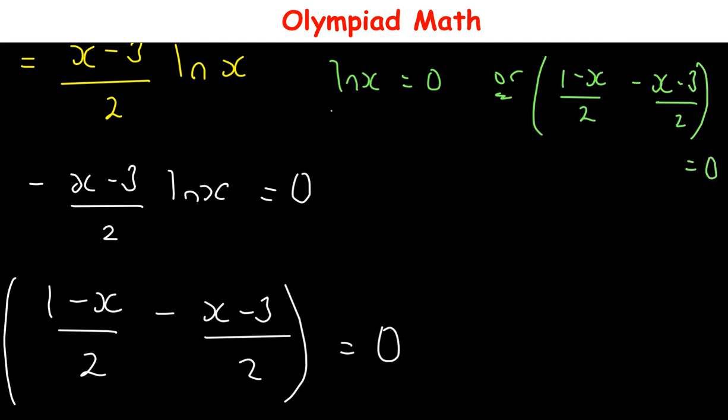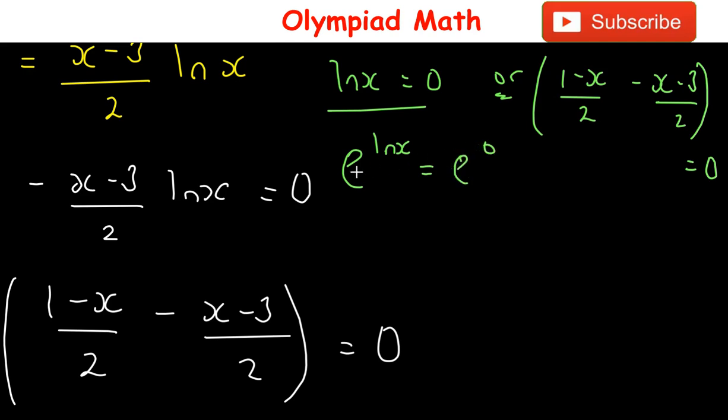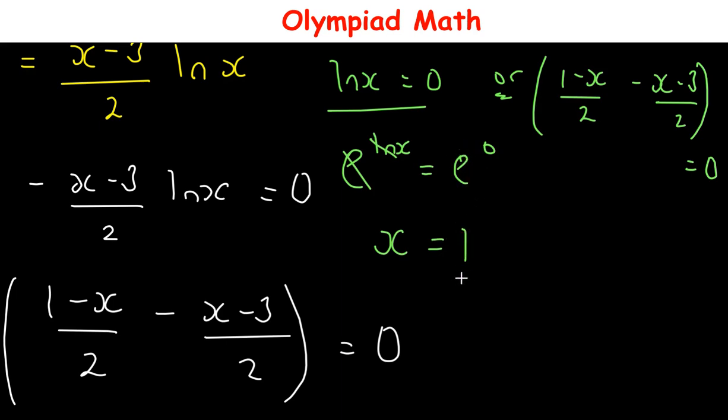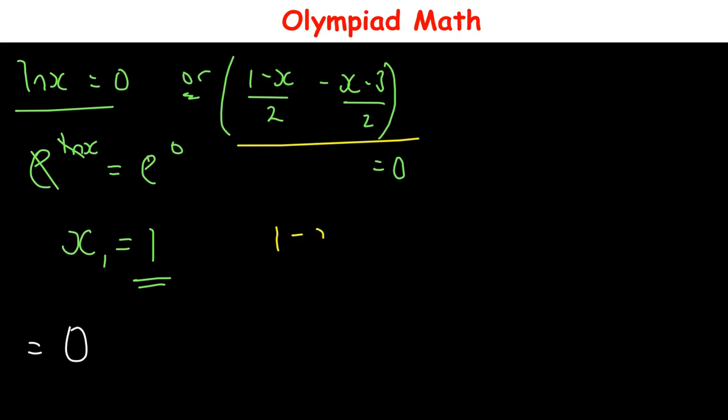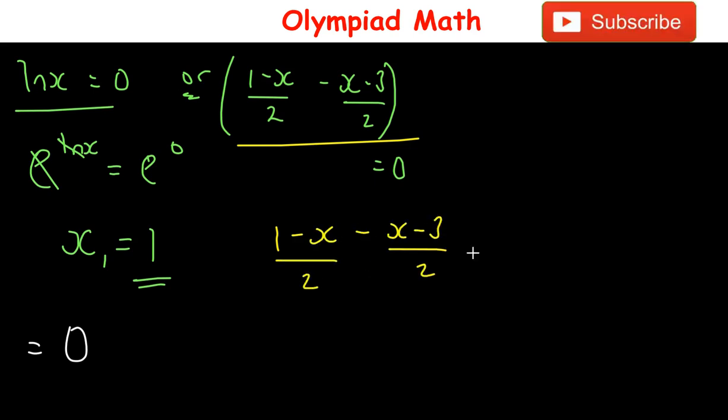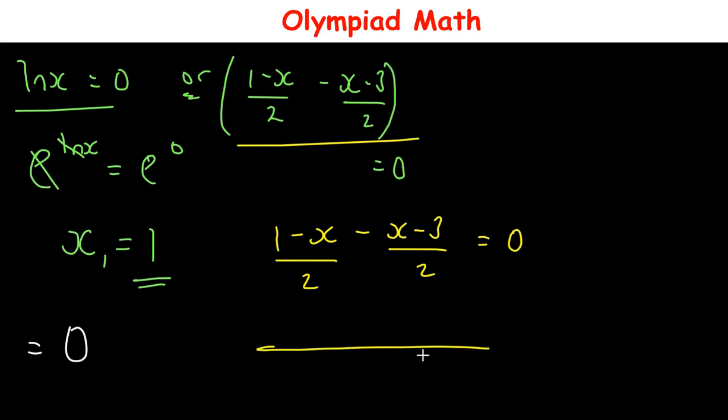Now, solving this, we're going to introduce e. We have e raised to power ln x is equal to e raised to power 0. If we cancel ln, x stands alone is equal to e raised to power 0, which is 1. And we have gotten the first value of x. Now, let us solve this other equation. So, solving this, we have 1 minus x minus 3 over 2 equals 0. The LCM of 2 and 2 is 2.